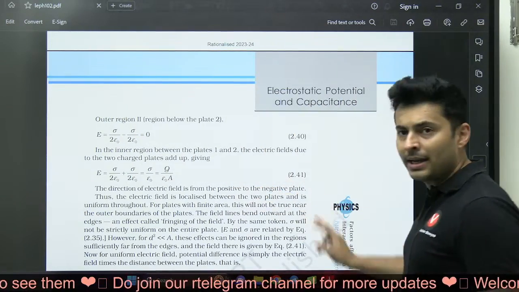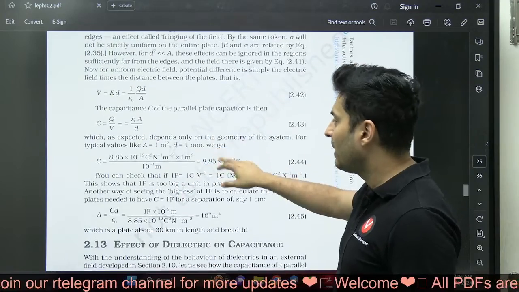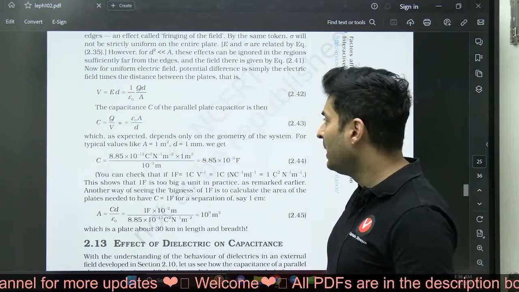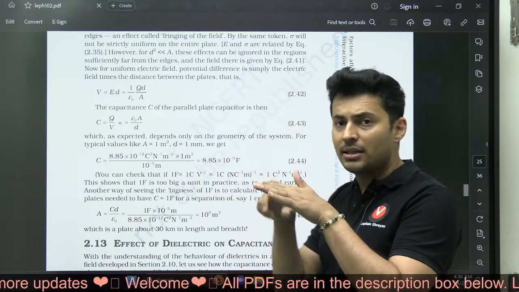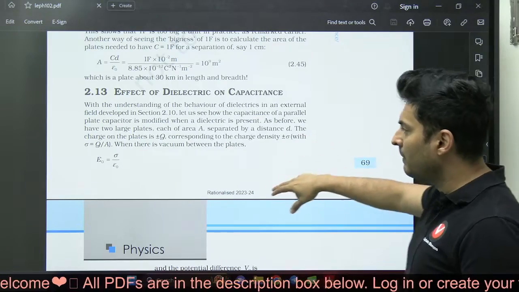Correct. Q by A epsilon naught, that is the standard formula. From that, you get the value of the capacitance, which is epsilon naught A by D. Standard formula. Permittivity into area divided by the distance between the plates. When you add a dielectric medium, then what happens?